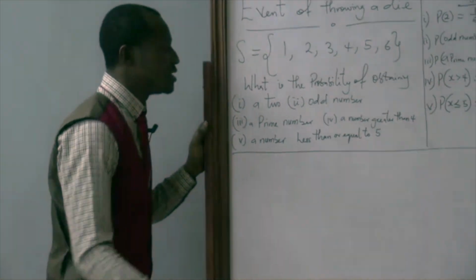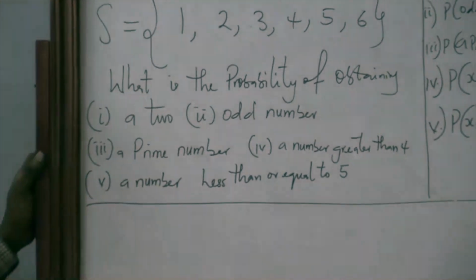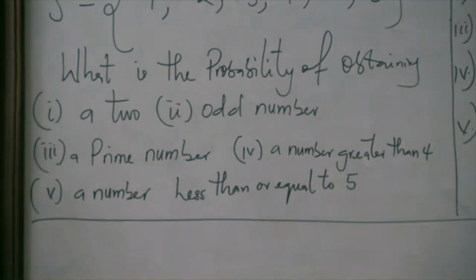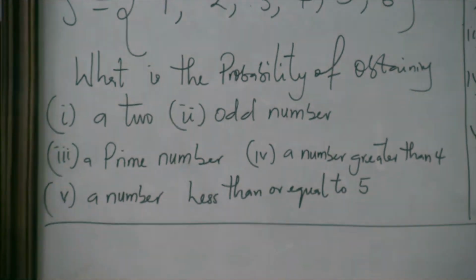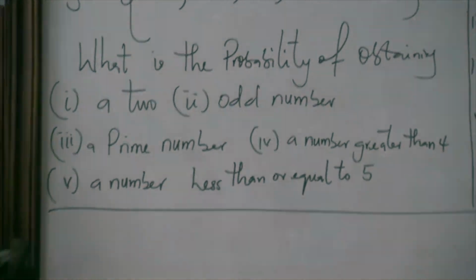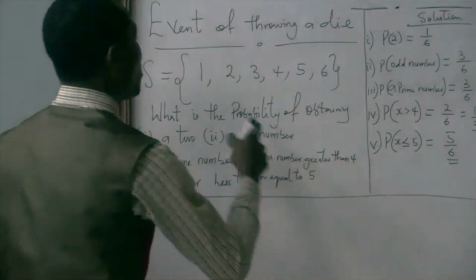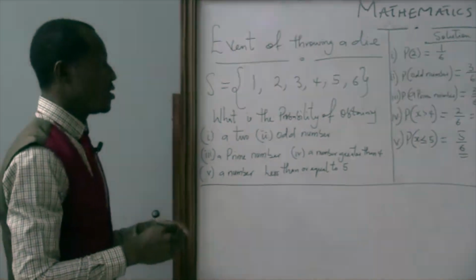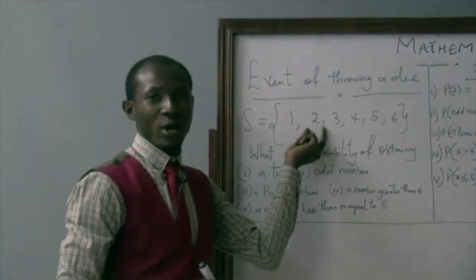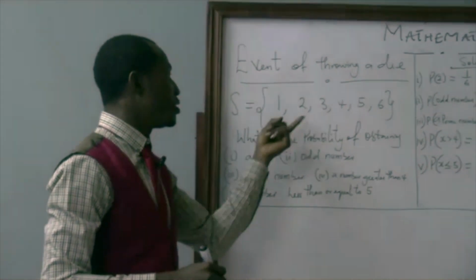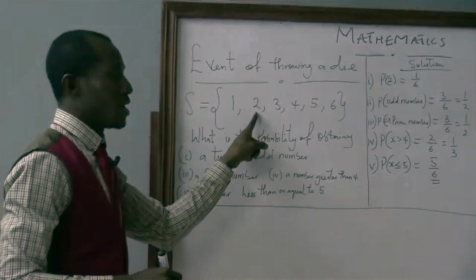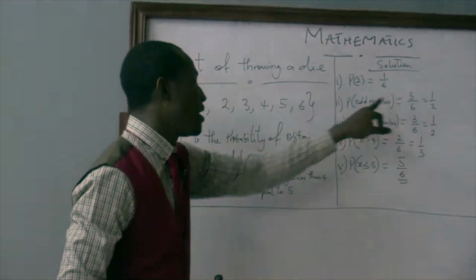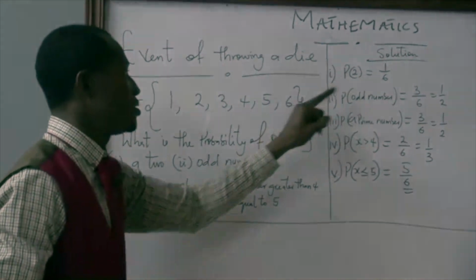What is the probability of obtaining a 2? That is, if I throw my die, what's the probability that a 2 will appear? How many 2s do I have here? Please, it is not 2 over 6. This one has a single entity. So how many 2s do we have here? Just only 1. So that is 1 divided by the total possible outcome, 6.